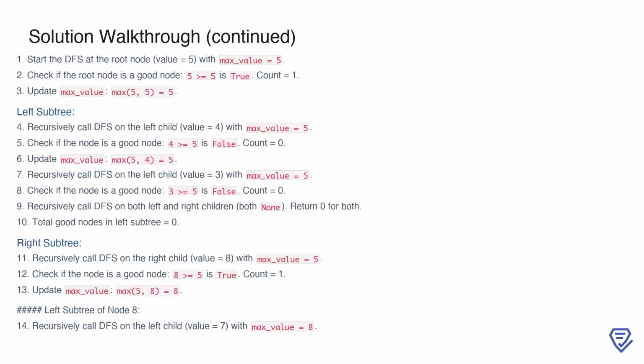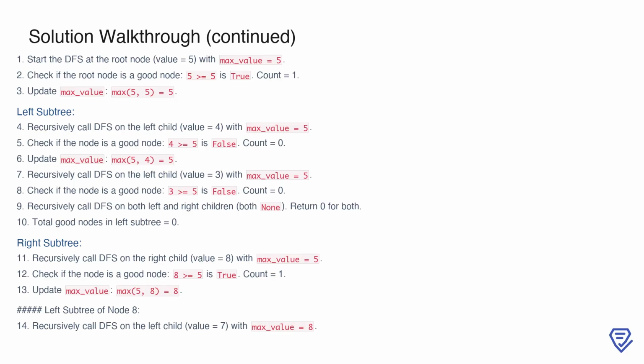In the third example, the tree is more complex and begins with a root node of value 5. Starting the DFS at the root, we set the initial max_value to 5. Since the root node's value is equal to the max_value, it is a good node, and we increment the count to 1. The max_value remains unchanged at 5.